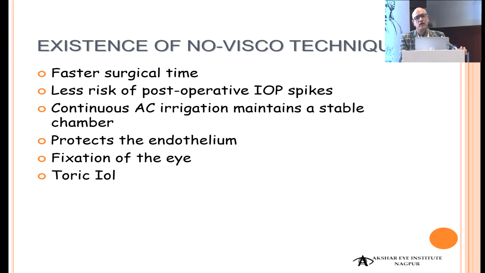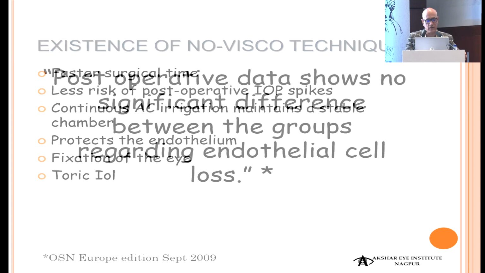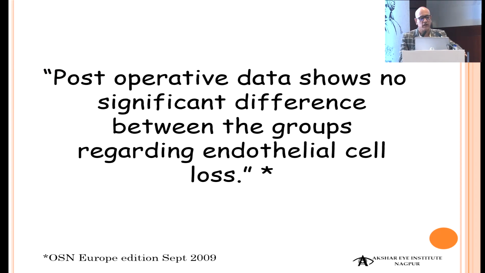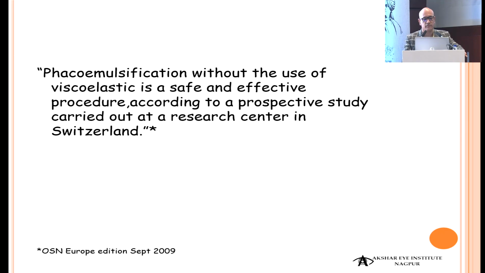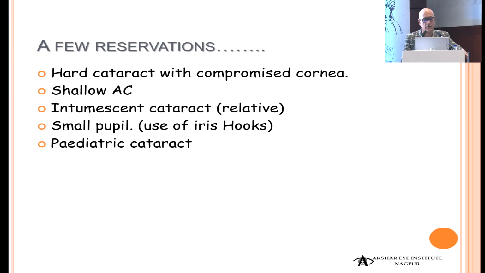And of course in toric IOLs, there are 3 steps, and the last step is actually making the final alignment after you remove the viscoelastic. That step can be totally eliminated because you're not putting in the viscoelastic. Post-operative data shows no significant difference between the 2 groups in endothelial cell loss. So phaco without the use of viscoelastic is safe and effective.